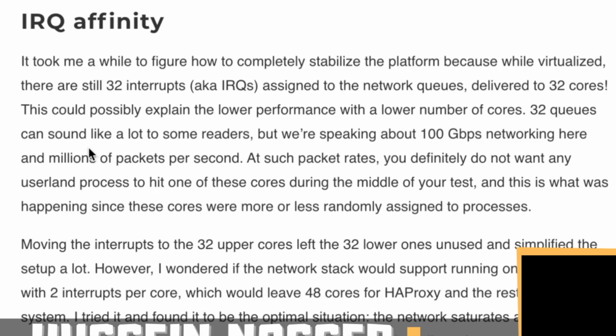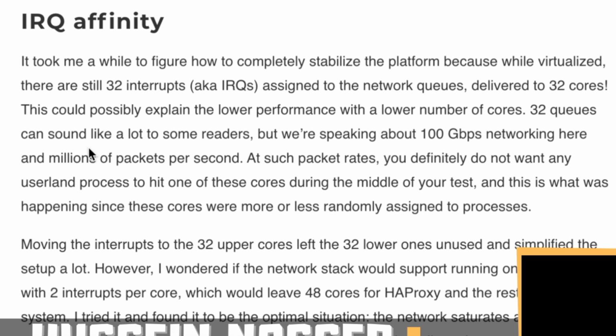There is a network queue, apparently, right? Delivered to 32 queues. So there's a network queue going to the 32 core CPUs, and it can work only with 32 cores, right? So this could possibly explain the lower performance with a lower number of cores. The lower the number of cores, the lower the performance, because there are bottlenecks, right?